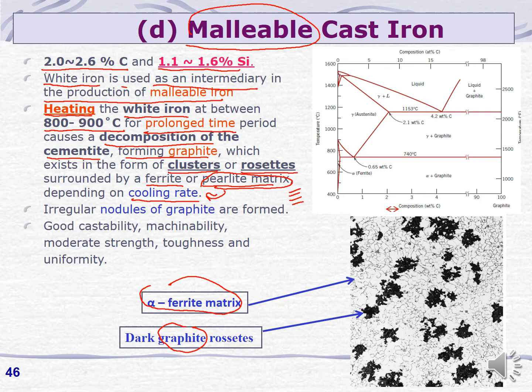The irregular nodules of graphite are formed in this process, when we heat the white iron for a prolonged time. This cast iron has good stability, machinability, moderate strength, toughness, and uniformity.